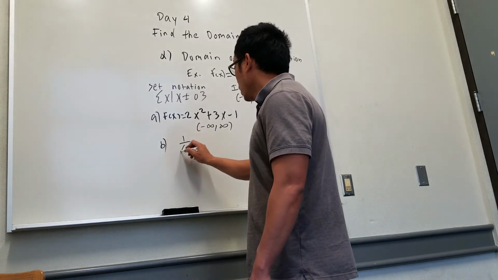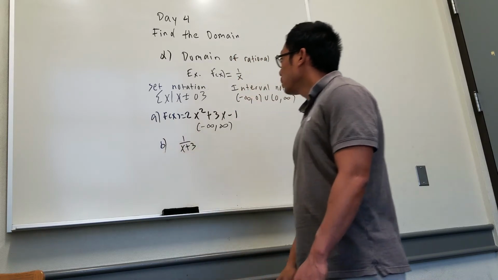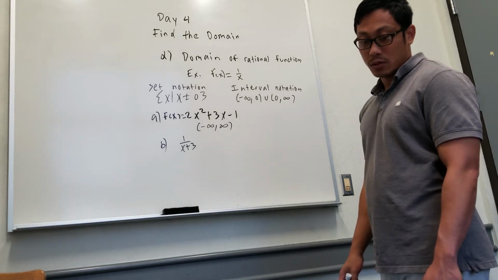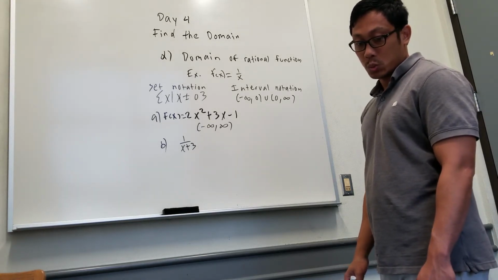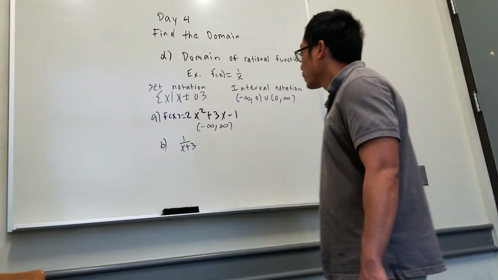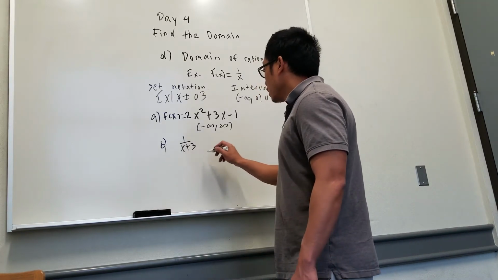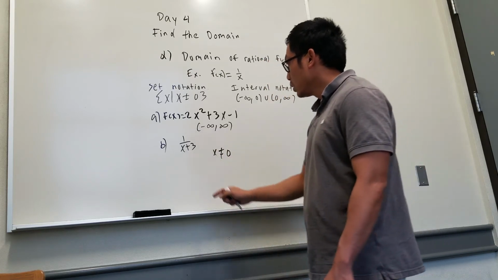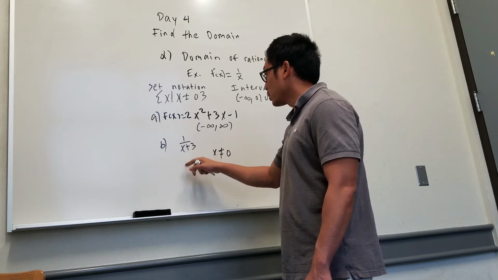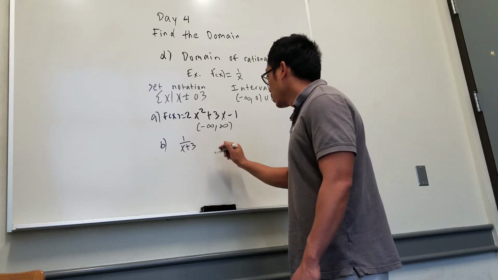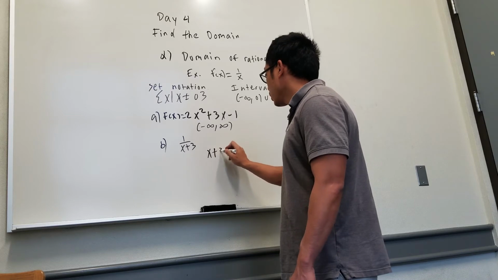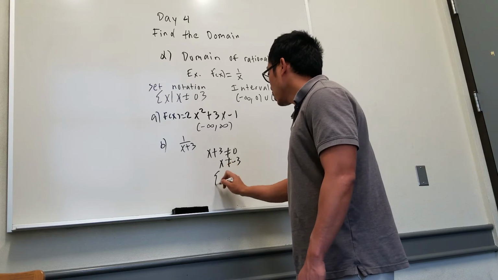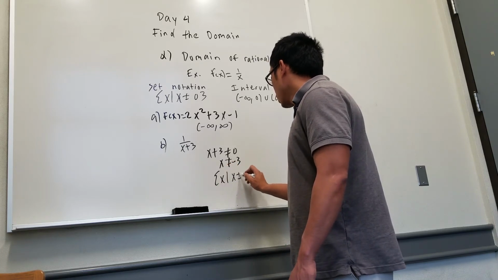1/(x plus 3). Find the domain of that. So what's the domain of this? If you said x cannot equal 0, that's wrong. Remember that I mentioned the bottom cannot equal 0. So you set the bottom equal to 0: x plus 3 cannot equal 0, so x cannot equal -3.